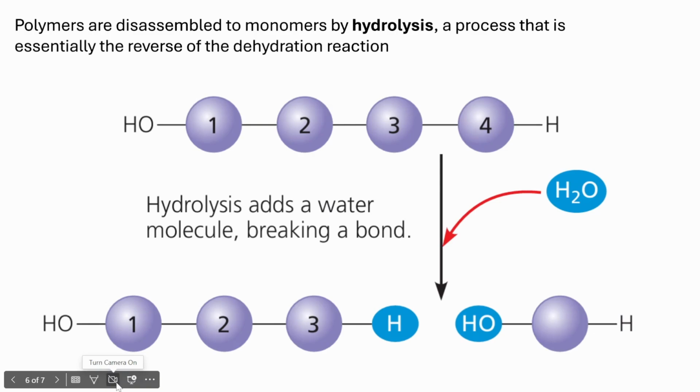Those cells can then use dehydration reactions to assemble the monomers into new different polymers that can perform specific functions required by the cell. Dehydration reactions and hydrolysis can also be involved in the formation and breakdown of molecules that are not polymers, such as some lipids.